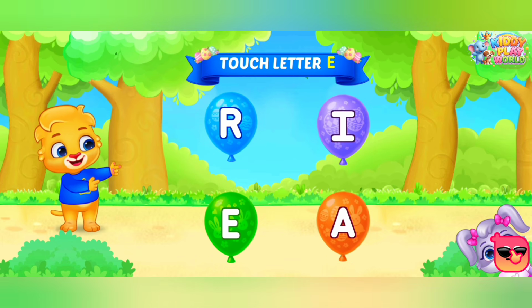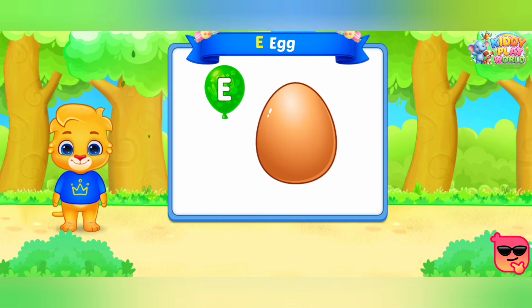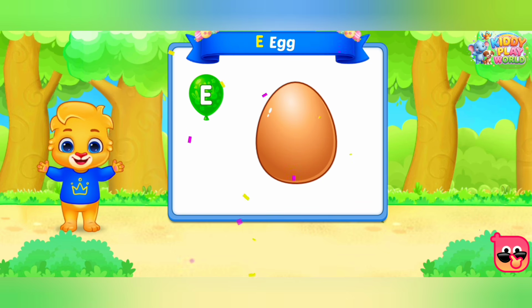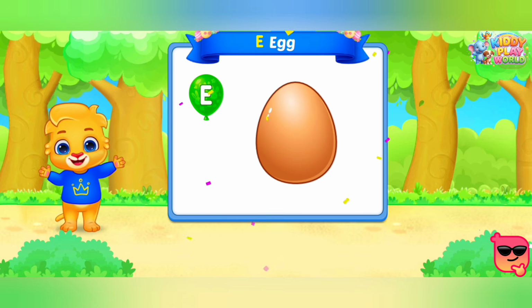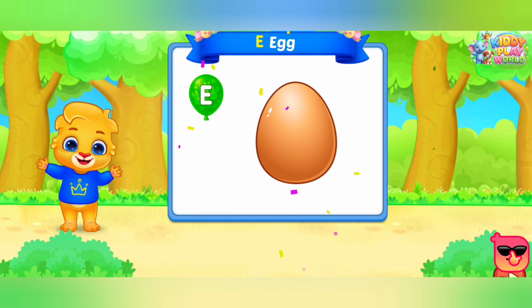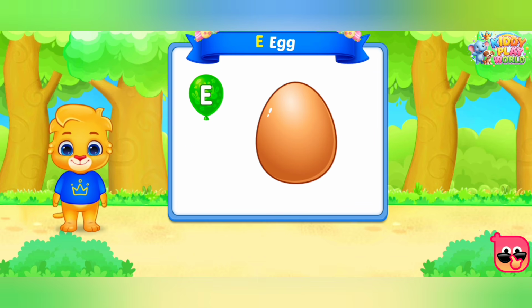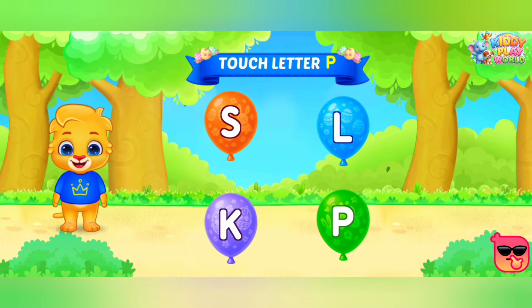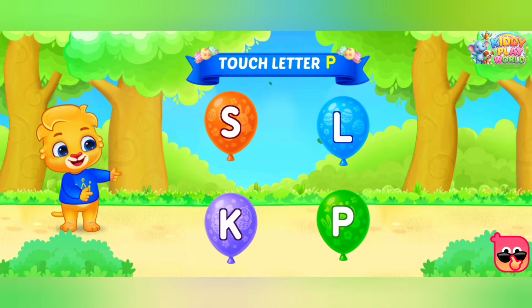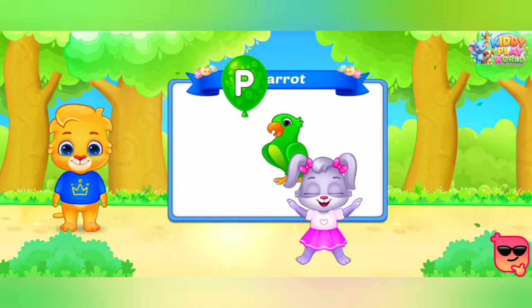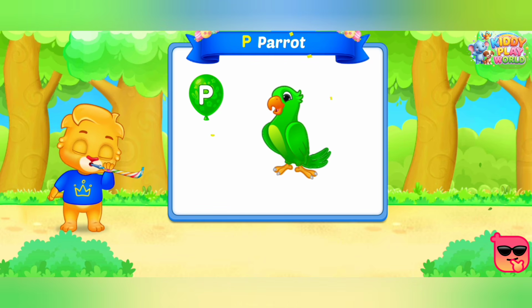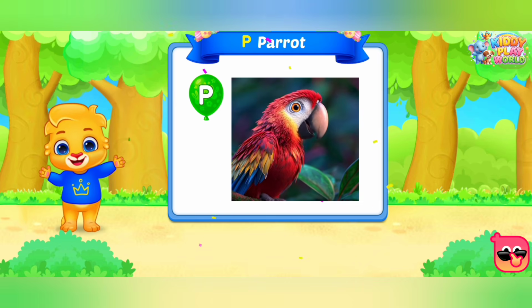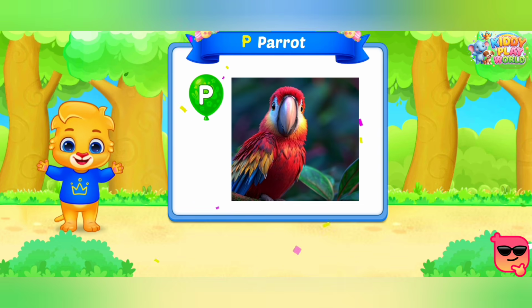Touch letter. E. E is for egg. Touch letter. P. P is for parrot.